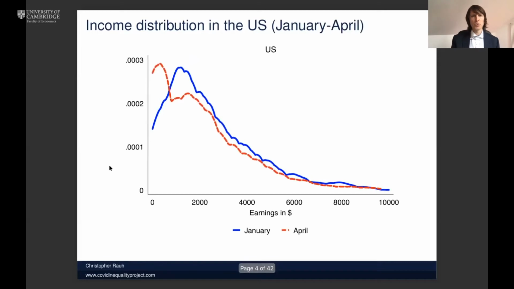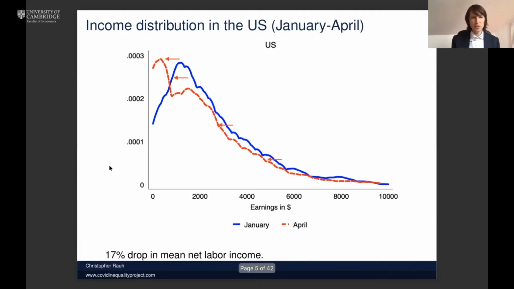And then if I show you the income distribution in April, you see that this is clearly shifted to the left, and this sums up to about a 17% drop in mean net labor income. You can also see there's a big increase in zeros there.